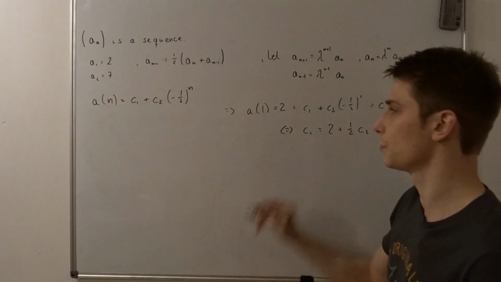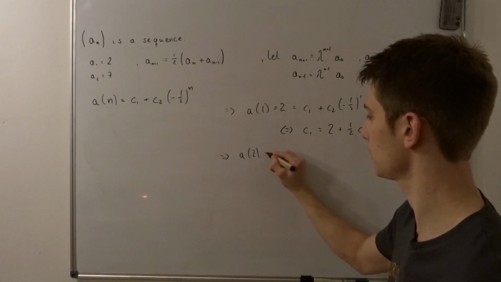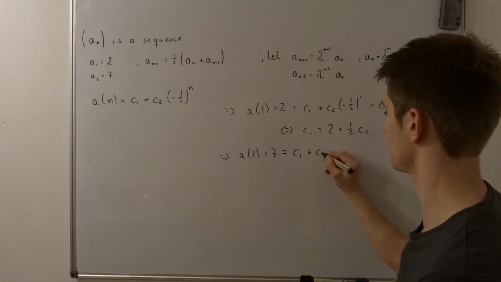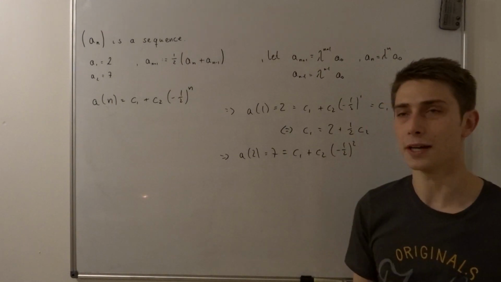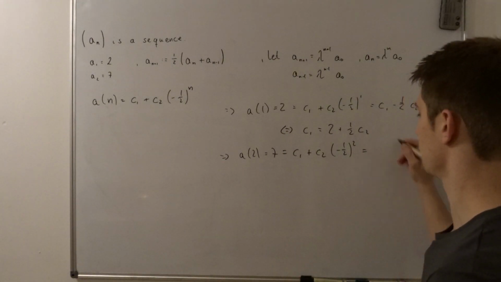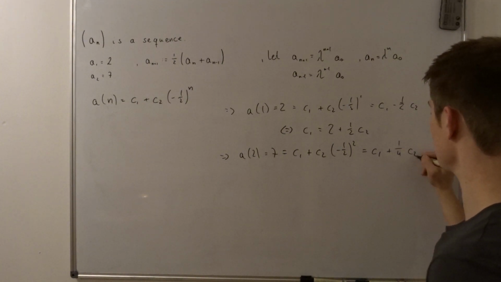So let's construct this first. That would mean that a of 2 does equal 0. And what's a of 2? That's just c1 plus c2 times minus 1/2 to the second power. Minus 1/2 to the second power does equal 1/4. So we can plug this in. So that's c1 plus 1/4 c2.